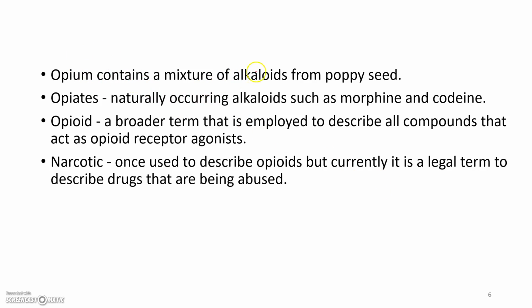Opium contains a mixture of alkaloids from poppy seed, and opiates are naturally occurring alkaloids such as morphine and codeine, while opioid is a broader term. It is used to describe all compounds that act as opioid receptor agonists. This is a term that we're going to use a lot for this particular short talk. And narcotics were once used to describe opioids, but currently it is a legal term to describe drugs that are being abused. Okay, so most of the time we are going to use the term opioid.